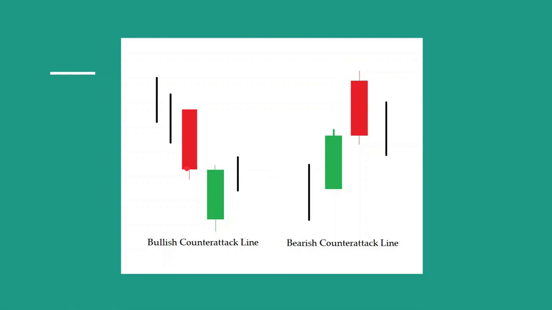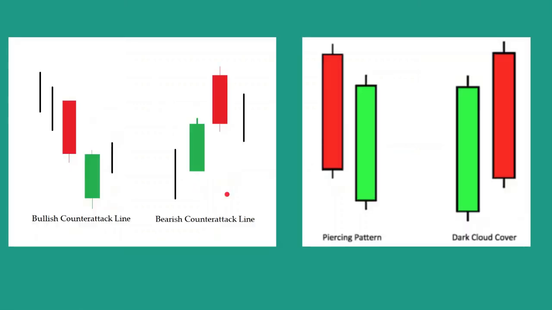This causes the downtrend to stall. The bullish counter-attack pattern is similar to the bullish piercing pattern. Here is our piercing pattern. We studied this pattern in the previous episode, and here is the bullish counter-attack pattern. The difference is that the bullish counter-attack line does not move up into the prior candle's real body.